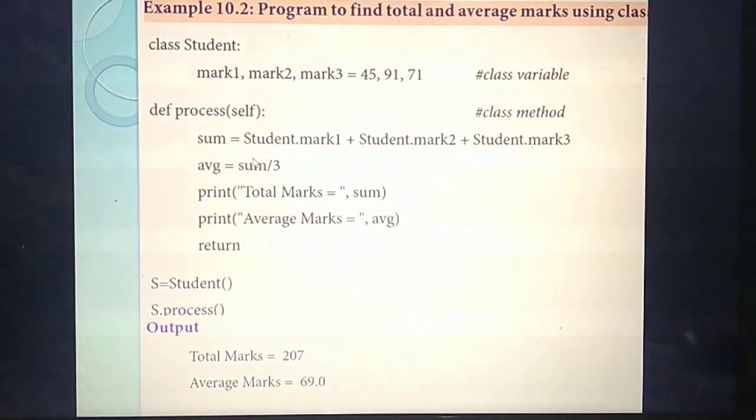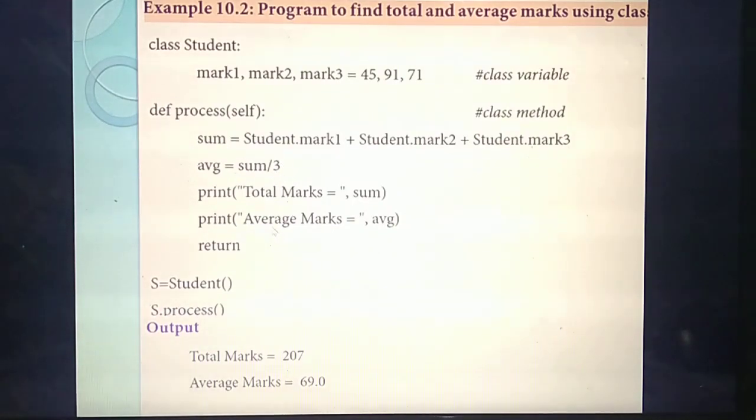Next, you are going to take the average. What's the formula for average? Total divided by the number of subjects. So here how many marks are there? Totally 3. So all the 3 marks are added and stored in which variable? In the sum variable. So sum divided by 3.